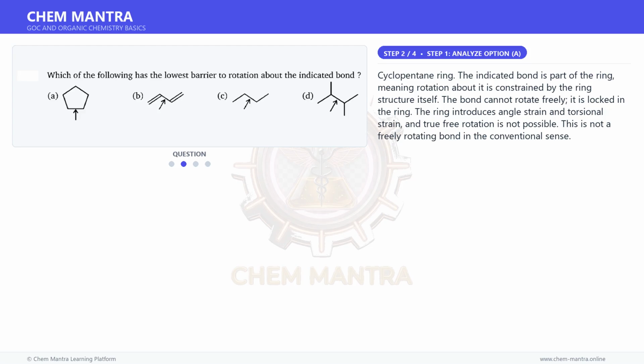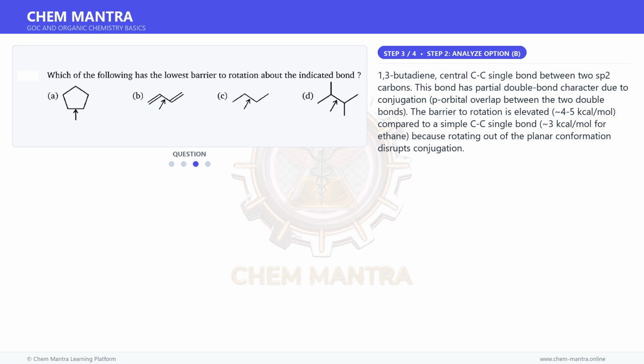Cyclopentane ring. The indicated bond is part of the ring, meaning rotation about it is constrained by the ring structure itself. The bond cannot rotate freely, it is locked in the ring. The ring introduces angle strain and torsional strain, and true free rotation is not possible. This is not a freely rotating bond in the conventional sense. Moving on to the next step.